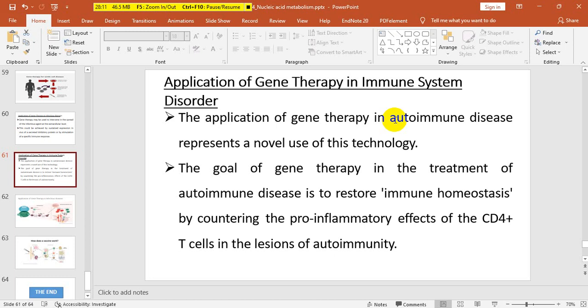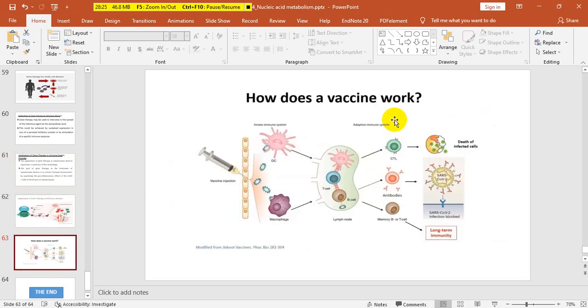The goal of gene therapy in the treatment of autoimmune disease is to restore immune homeostasis by countering pro-inflammatory effects of CD4 plus T cells in lesions of autoimmunity. Later we will do these things in immunology.